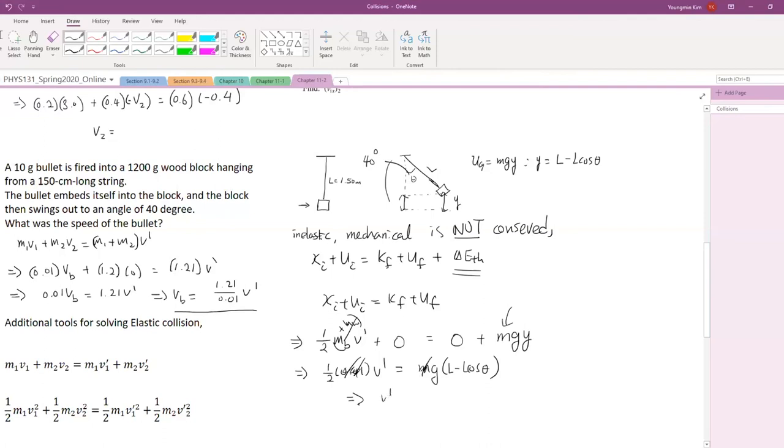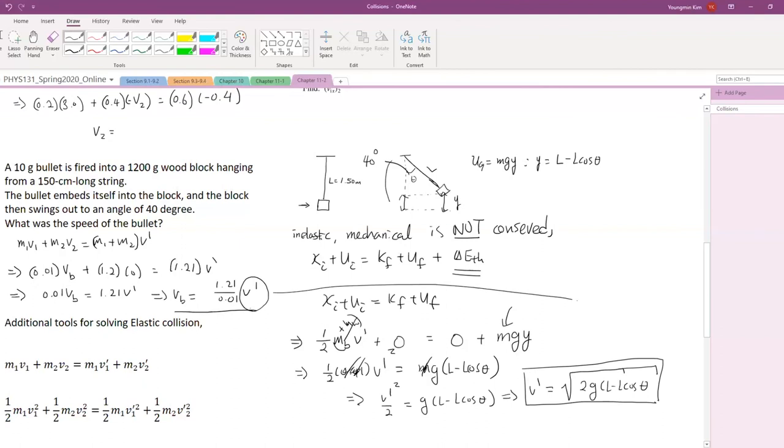So you have V prime squared over 2 equal to g times L minus L cosine theta. So you will have V prime, this is squared by the way, sorry for that, would be the square root of 2g times L minus L cosine theta. Now I have an expression for V prime. And once I have that, I can simply substitute that into here. Now we know all of these values, hence we can solve for the initial velocity of the bullet.